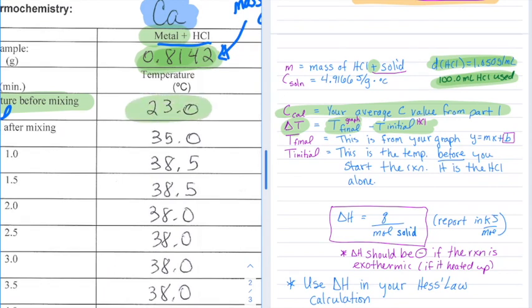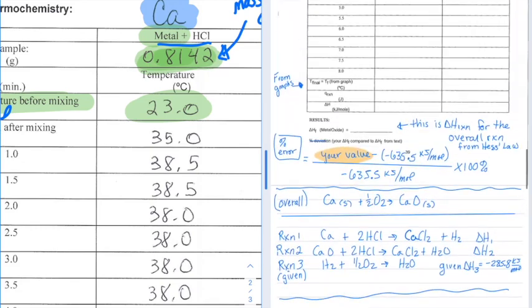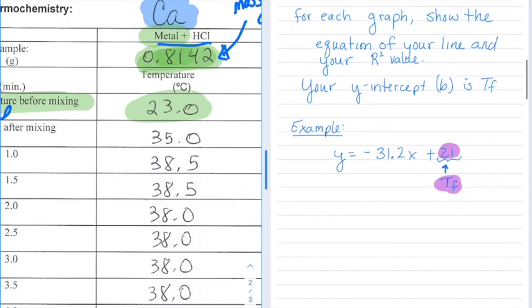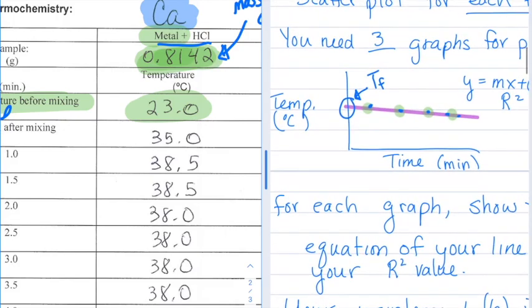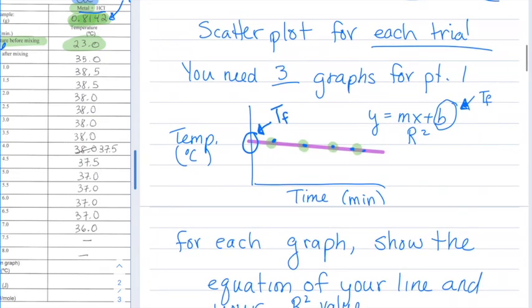So this right here would be your initial temperature. And then the final temperature comes from your graph. So you are again going to graph your data, or graph our data, I guess I should say. You're going to do the same graph that you did for part 1.